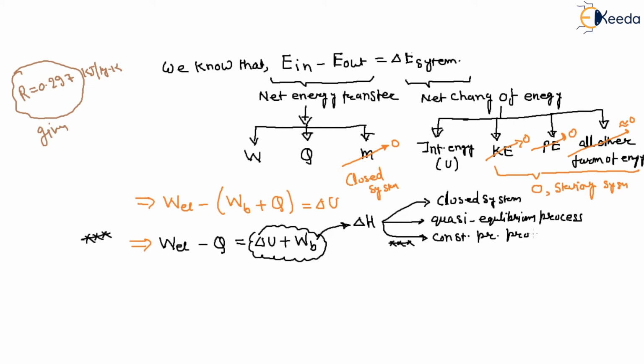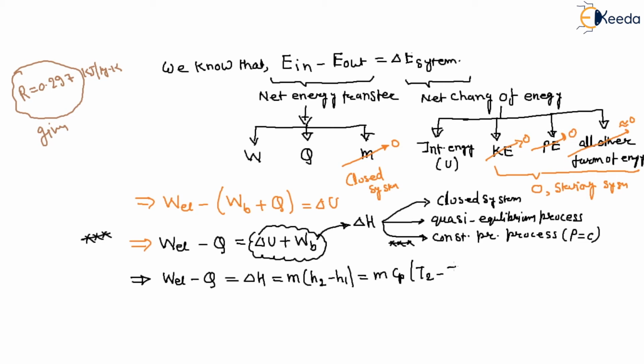Under this assumption the change in enthalpy is equal to internal energy plus boundary work. So we can write: W electrical, which is the heat supply, is equal to the change in enthalpy, in specific form m(h2 minus h1). And what is the change in h? m Cp, constant, (T2 minus T1).